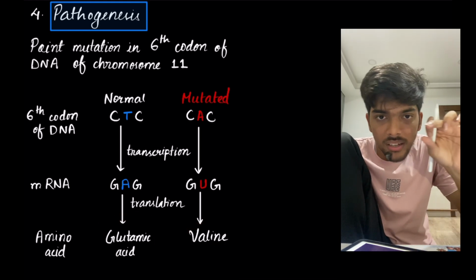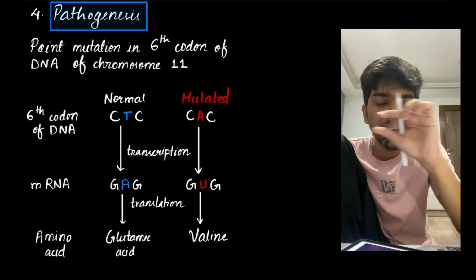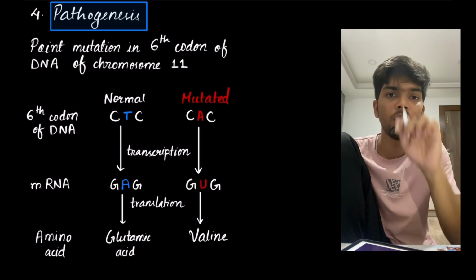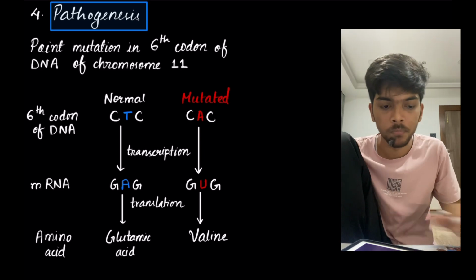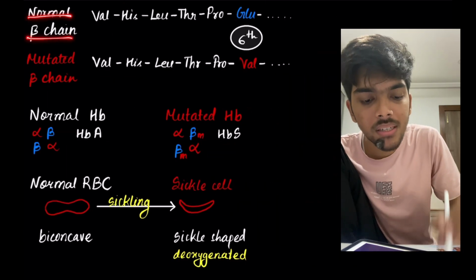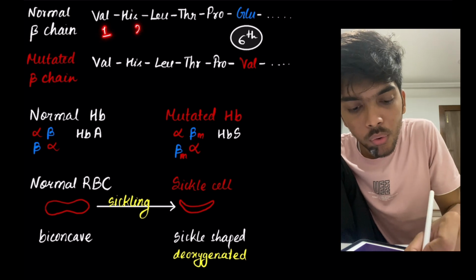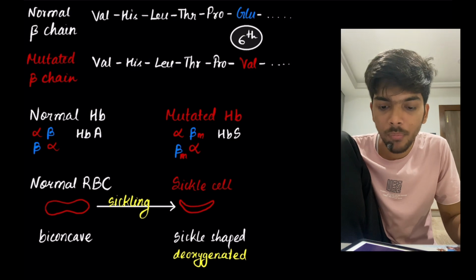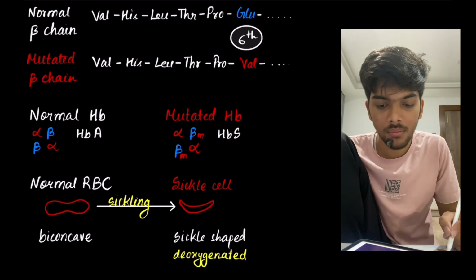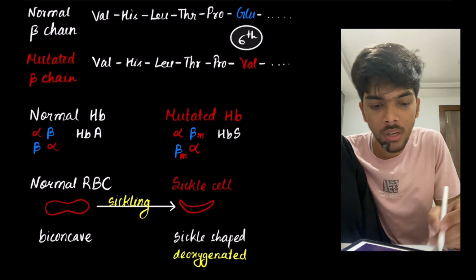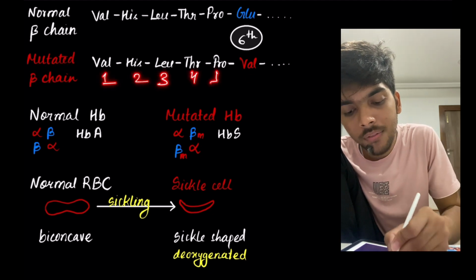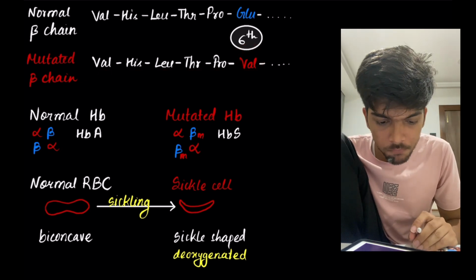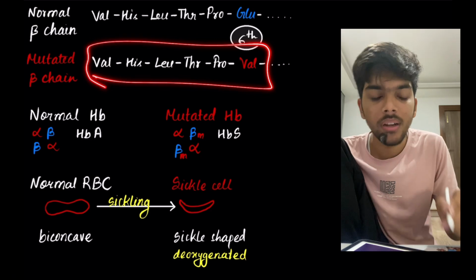So if you look at the series of amino acids in the beta chain of hemoglobin, at the 6th position, instead of glutamic acid, there is valine. See, there's your normal beta chain of hemoglobin at 1, 2, 3, 4, 5, 6. At the 6th position, there's supposed to be glutamic acid. But due to point mutation, in the mutated beta chain of hemoglobin at 1, 2, 3, 4, 5, 6, the 6th position has valine instead of glutamic acid. This right here is the mutated beta chain.